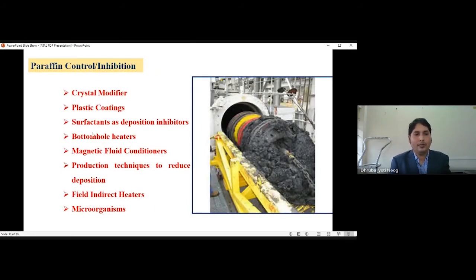Other inhibition methods for paraffin include the use of crystal modifiers, plastic coatings, surfactants as deposition inhibitors, rotomol heaters, magnetic fluid conditioners, reaction techniques to reduce deposition, field indirect heaters, and microorganisms. All these methods are applied in oil fields in order to contain the issue of paraffin deposition.